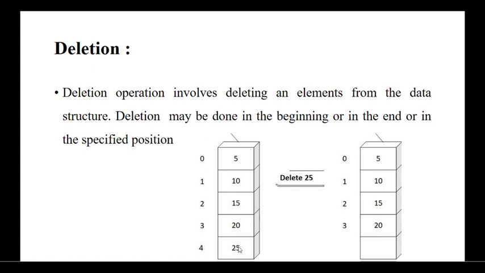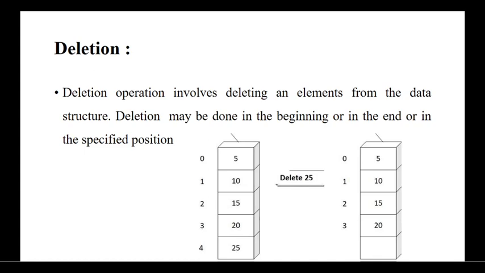So this is deleting an element at the end. And in that we want to delete 15, which is in the second position. This is called deleting an element from the specified position. So 10 stays as it is, 15 will get removed, and 20, 25 will remain as they are in the data structure. So this is the delete operation.